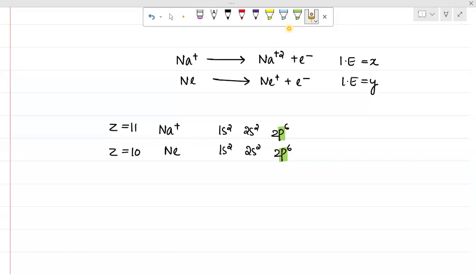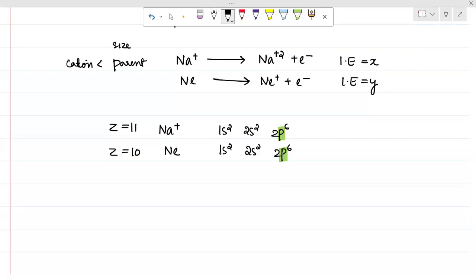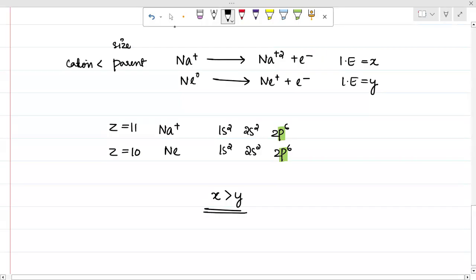So you know that the cations we have already learned are smaller in size than the parent species. Correct? So if they're smaller in size, it means they'll be closer to the nucleus. If they're closer to the nucleus, it is even harder to remove the electron from Na plus, while this one is neutral. So ionization energy of Na plus is going to be greater than Na. Okay? Got it?